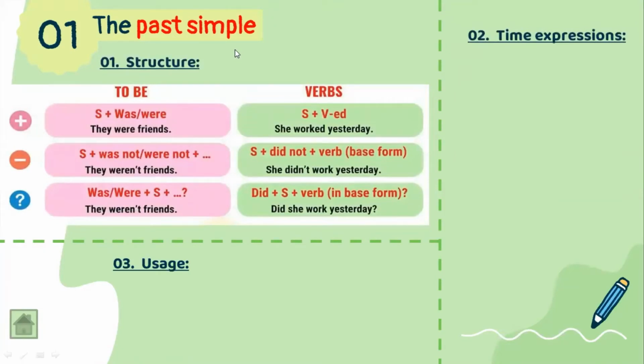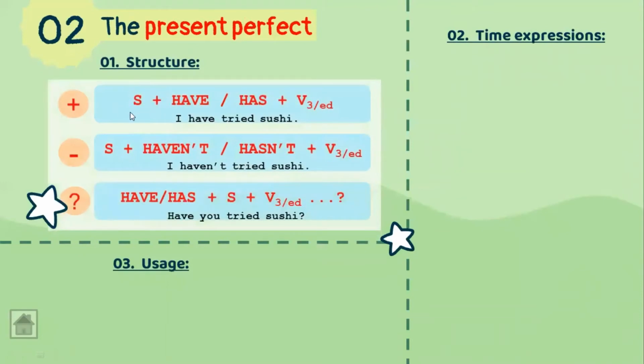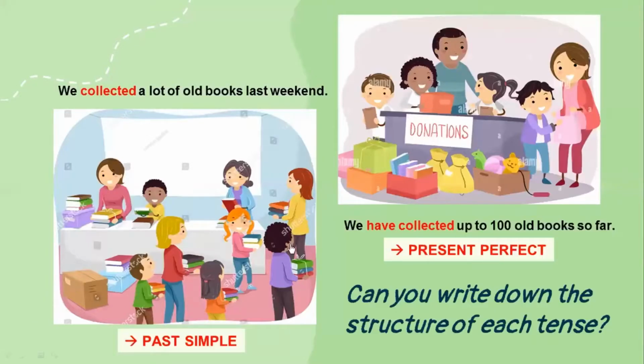This is the basic form of the structure. Subject plus verb ed. And how about the present perfect? The structure of present perfect includes subject plus have has plus verb participle. So let's look at these 2 sentences again. Can you recognize the time expressions in each sentence?